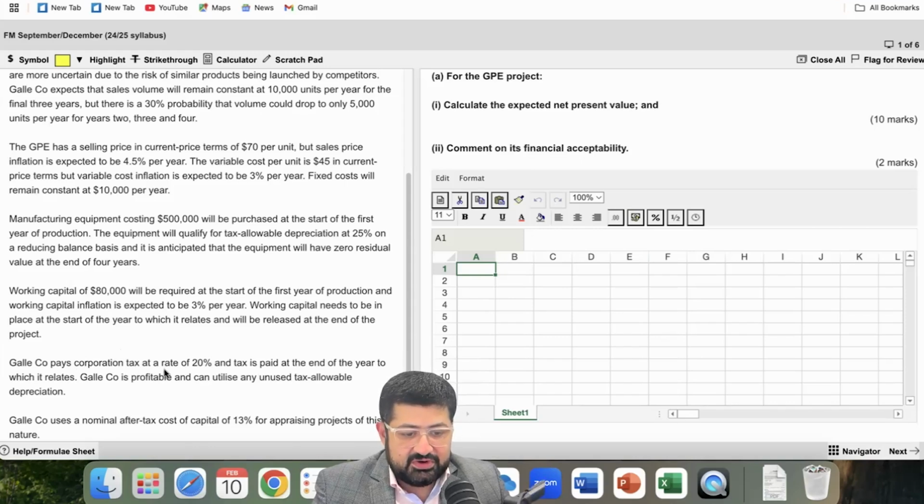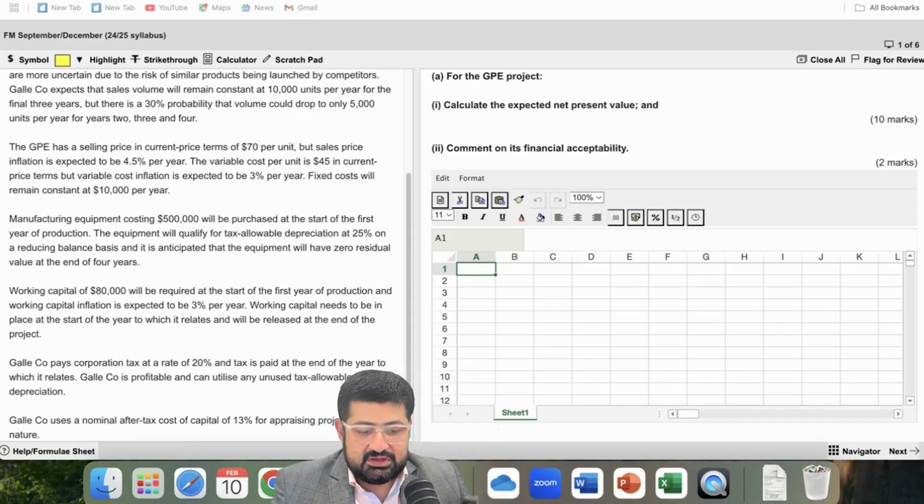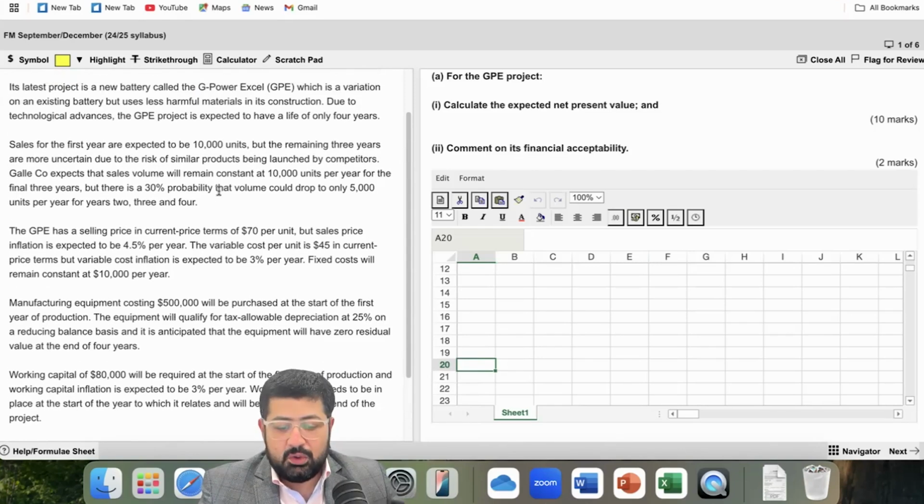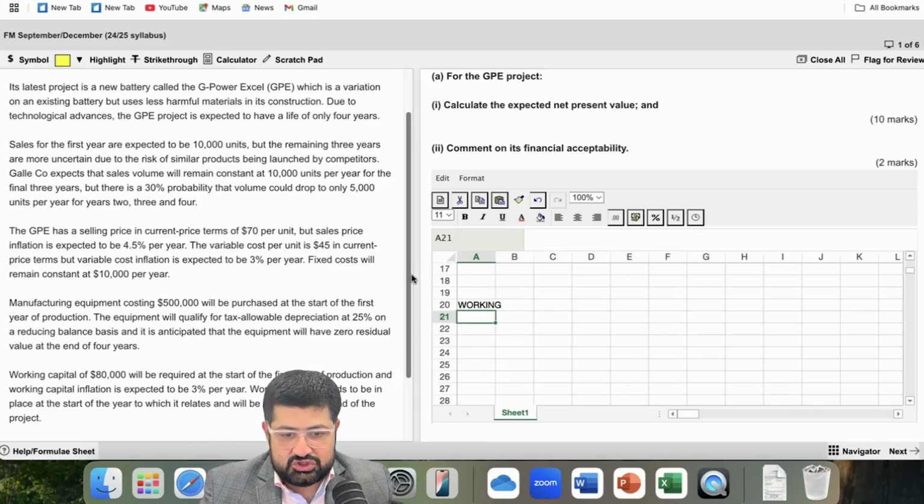G company pays corporation tax at a rate of 20% and tax is paid at the end of the year to which it relates. G company is profitable and can utilize any unused tax allowable depreciation. G company uses a nominal after-tax cost of capital of 13% for appraising projects of this nature. So now every piece of information is available to us. I normally recommend to my students that we should start such questions with the working, because a lot of working has to be done in such a question.